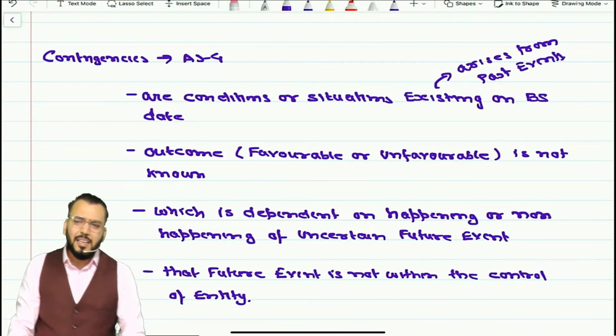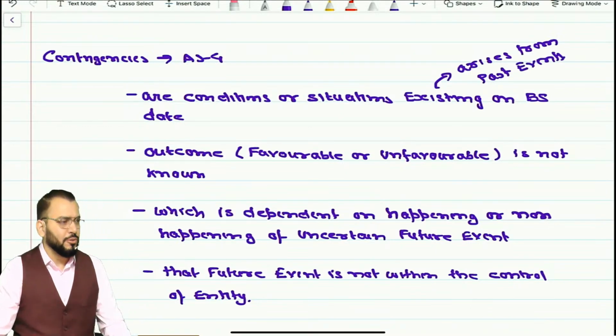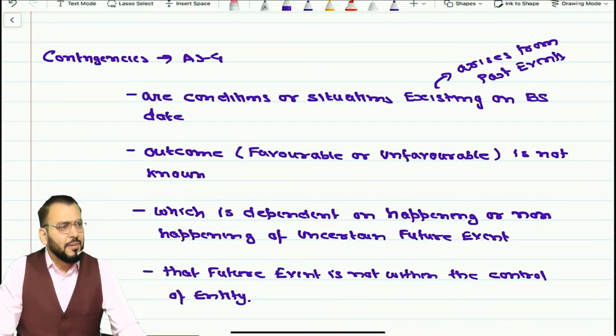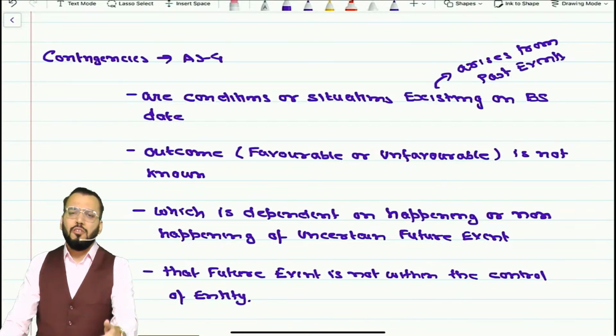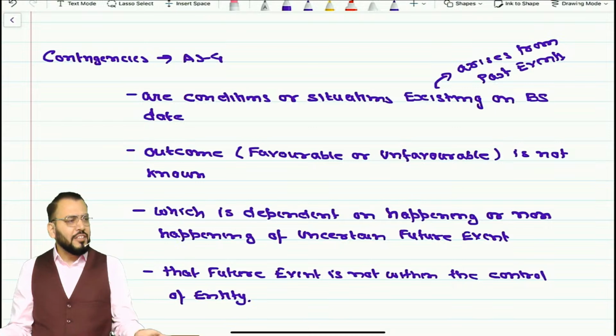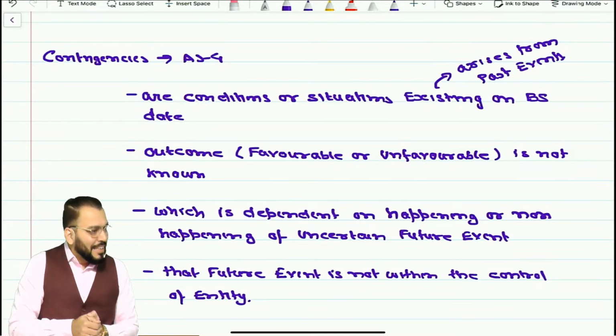Correct. Now when I say event, it will include all transactions also. I will not write transaction separately. When I am saying event, it will include transactions also. Are you getting what I am saying? So don't ask me, sir, why you are not writing transaction. If you want, write past transactions and events.